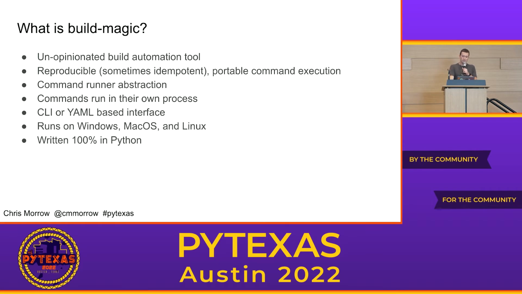Also, one of the key facts here is it ideally should be producing reproducible and portable build jobs. So it's doing this through abstracting away where the commands run from the underlying environment. And I'll talk some more about how that works. So another key feature here is that each command you automate runs in its own shell process. You can run everything from the CLI if you really want, but if you want to batch stuff together, there's a simple, approachable YAML format for doing that. And it runs on Windows, Mac, and Linux. I've tested it on all three, and it is written 100% in Python.